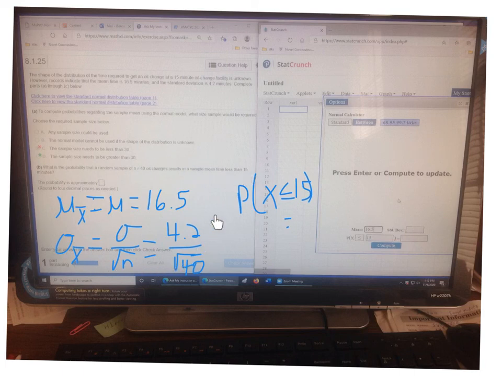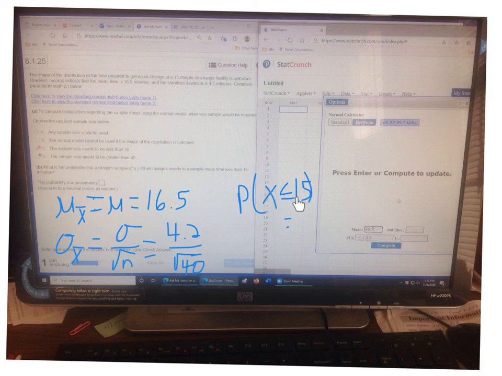Well, from this section here, the sample mean is the same as the population mean, which was given as 16.5 up here. The standard deviation of the sample is the standard deviation of the population divided by the square root of n, the sample size. The standard deviation for the population is given as 4.2. The sample size is 40, and so this would give you the standard deviation for the sample. And so we want to find out the probability that this sample mean will be less than 15.